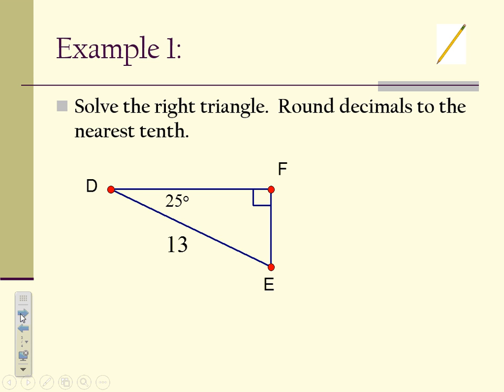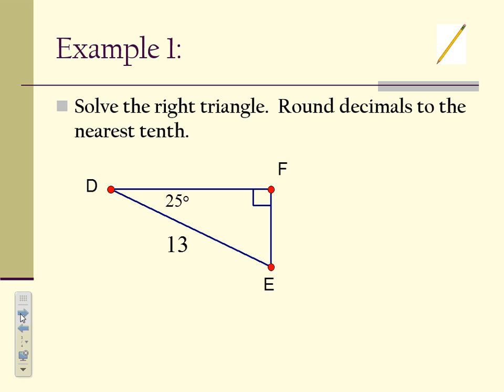But to solve the right triangle means we're going to try to find anything that's missing. We need to figure out how many degrees a missing angle is or how long a missing side is. It's our job to find anything that's missing. So as I look at this triangle, the first thing I probably would do is make a list of what it is that's actually missing.